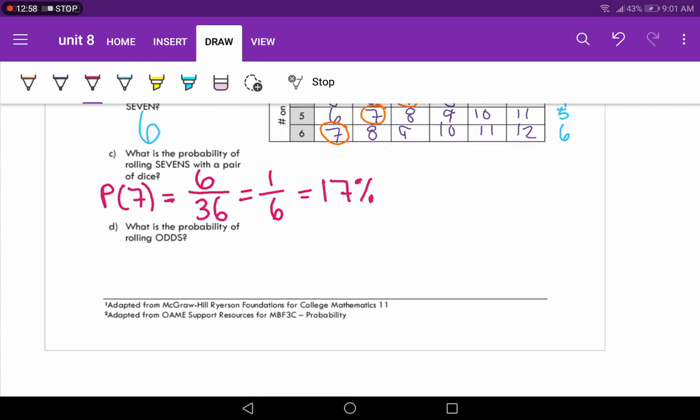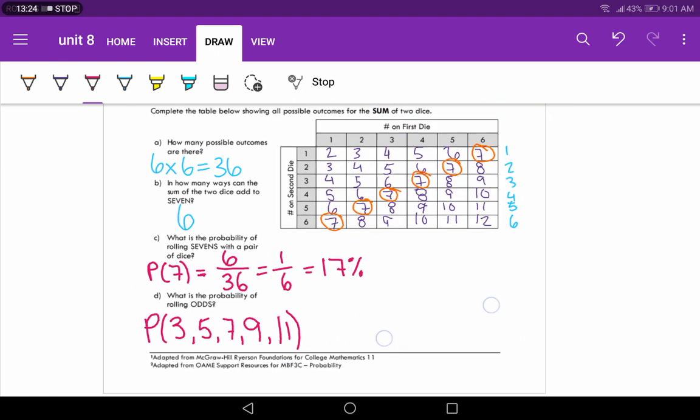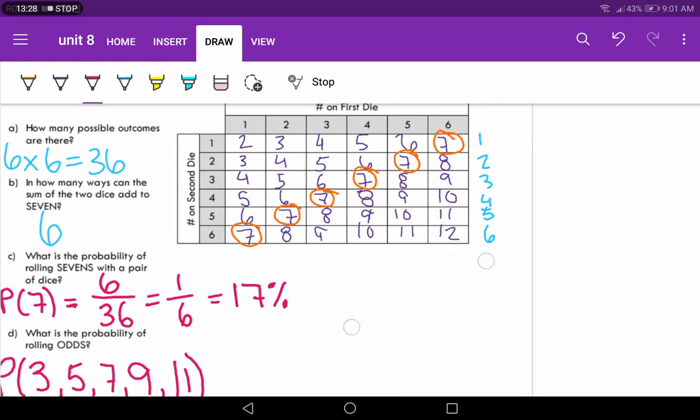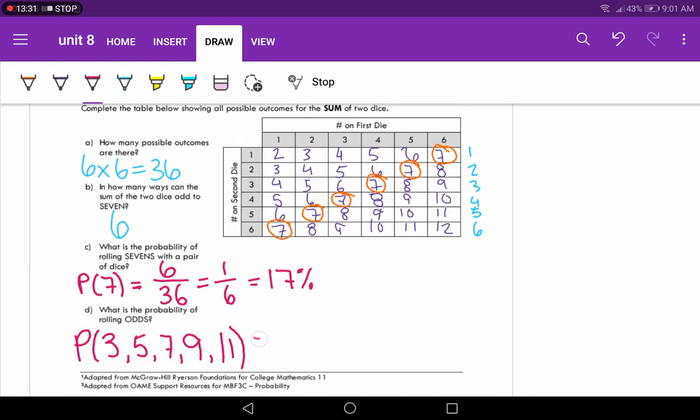Okay, and lastly, part D, what is the probability of rolling odds? So odd numbers, oops, dropped my pen. Odd numbers are what? 3, 5, 7, 9, 11. Okay. And 1 would also be an odd number, right? But we know that there's no 0 on a die, so we're never going to add up to 1.